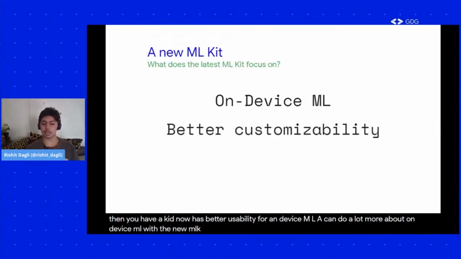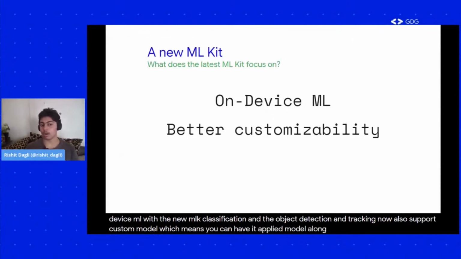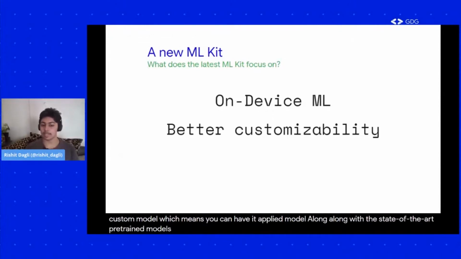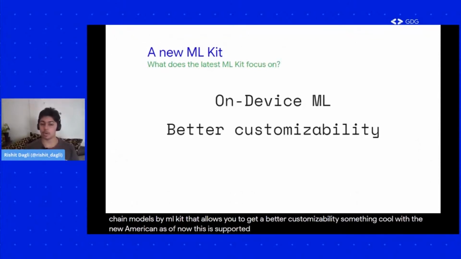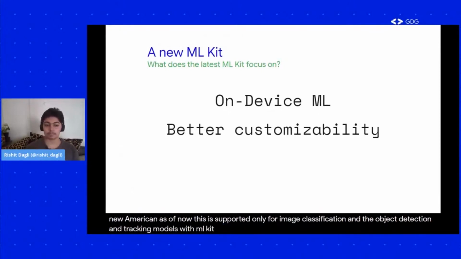ML Kit image classification and object detection and tracking now also support custom models, which means you can have just a TF Lite model along with the state-of-the-art pre-trained models. You can specify a custom TF Lite model and make it run on top of the state-of-the-art pre-trained models by ML Kit, and that allows you to get better customizability. So that's also something cool with the new ML Kit. As of now, this is supported only for the image classification and the object detection and tracking models with ML Kit.